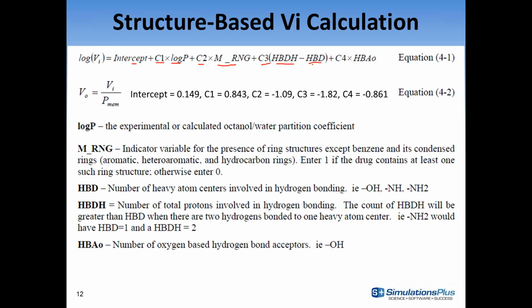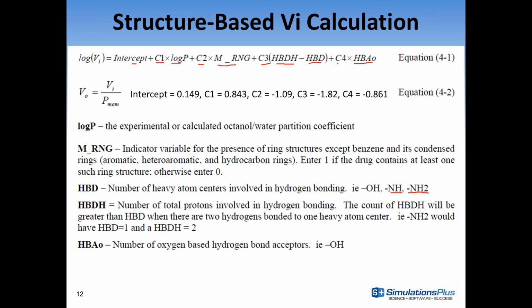Now, if you're not familiar with hydrogen bond donor hydrogens, that would be a situation where an NH would be essentially one hydrogen bond donor. NH2 would be a hydrogen bond donor hydrogen of 2. And so if you've got a differential there, we would add in a term for that. And then the fourth term is just the hydrogen bond acceptor oxygen count.